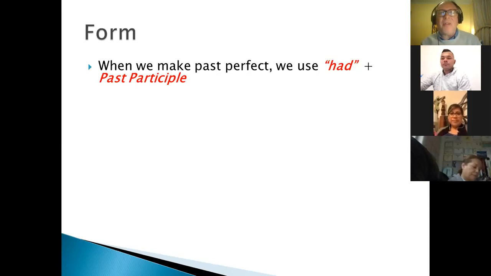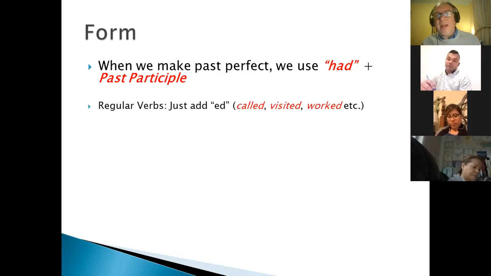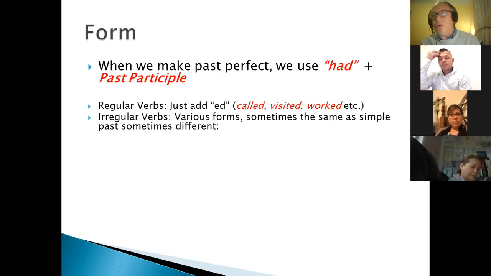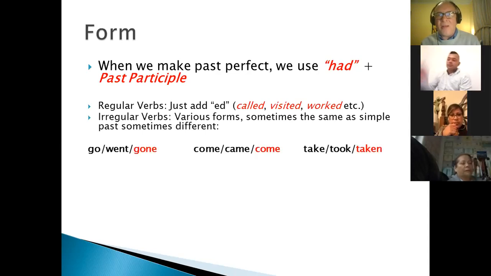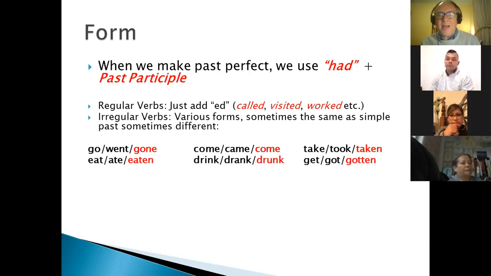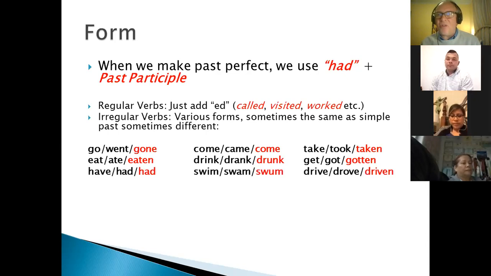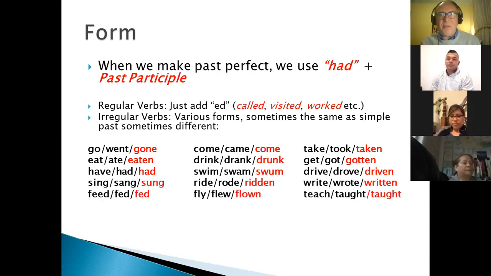Let me give you some examples here, right? Regular verbs, of course, we just add our ed, right? Had called, had visited, had worked. And of course, irregular verbs, we know very well from level 3, sometimes they're the same and sometimes they're different, these past participles, right? And you see the past participles here in red. We learned most of these back in level 3, I think so. Right? Remember all these past participles?